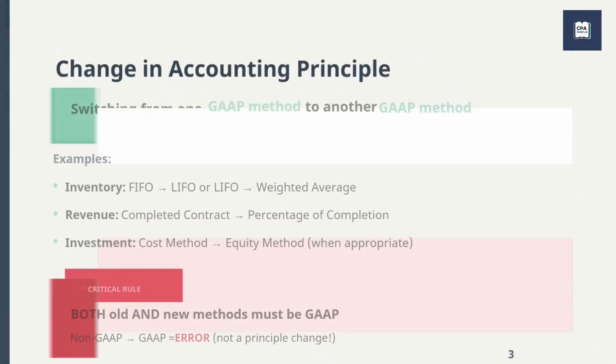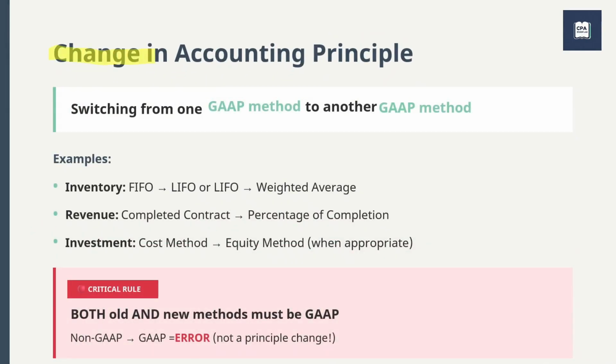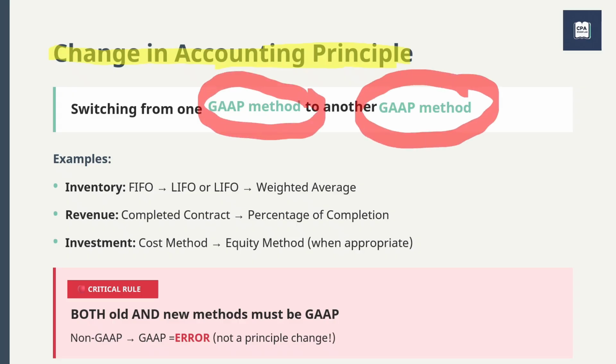Let's start with change in accounting principle. Here is what you need to know. The most important thing is we are switching from one GAAP method to another one. Basically, both of the methods were accepted. We are just choosing one over another. We are basically preferring one over another. And one other thing we need to remember here is that we cannot just say, okay, I was doing LIFO and the next morning I got up and I decided to do FIFO. We need to justify it.